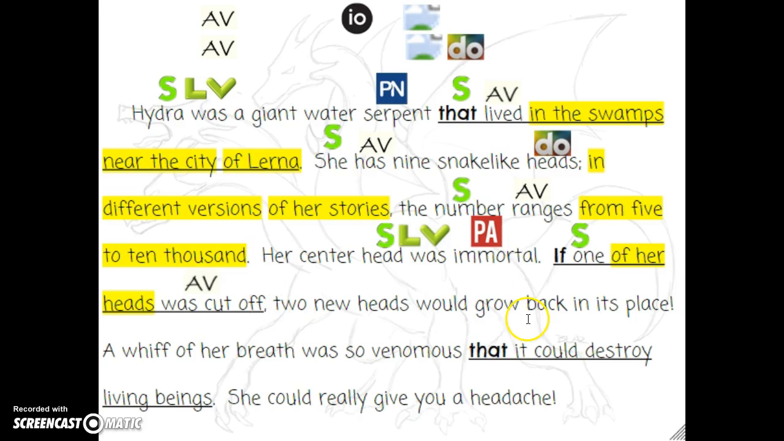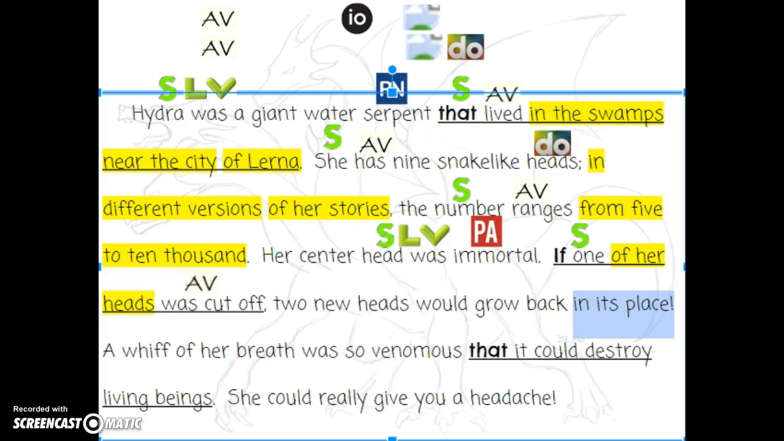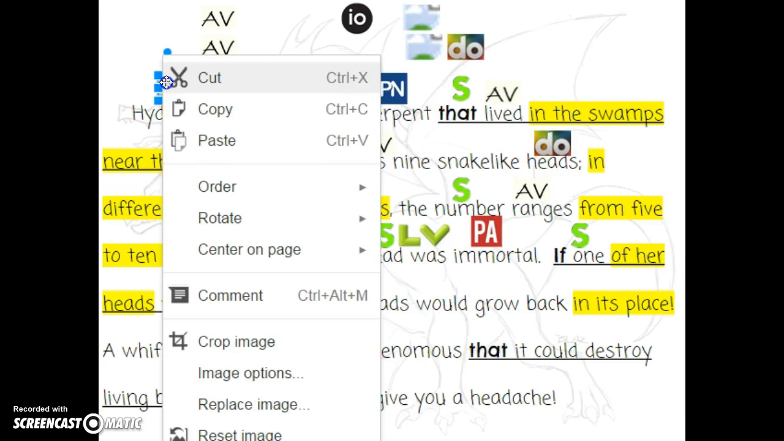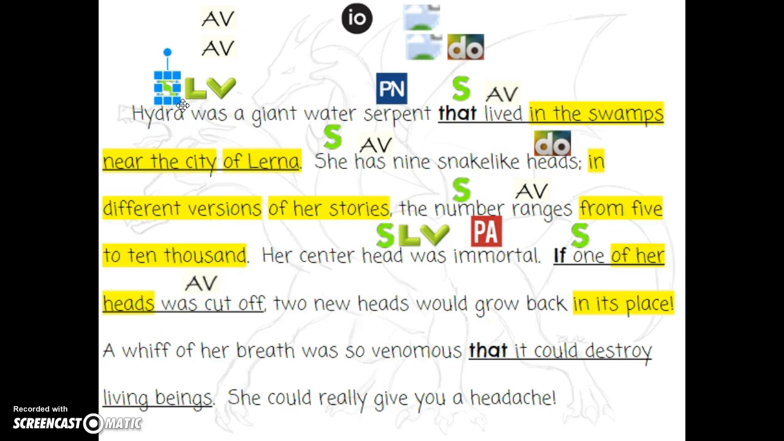2 new heads would grow back in its place. I'm going to look for a prepositional phrase, and I do see one. In its place. And I'm going to go back to my subject. What's the sentence talking about? And it's talking about the heads. And what are the heads doing? They grow, and I see a helping verb there, would grow.